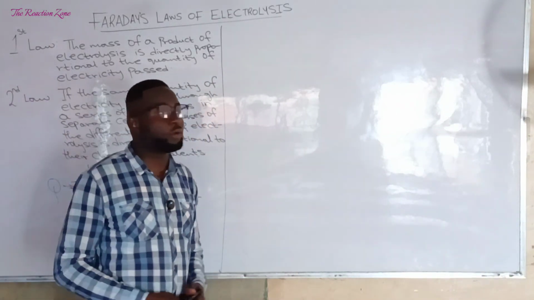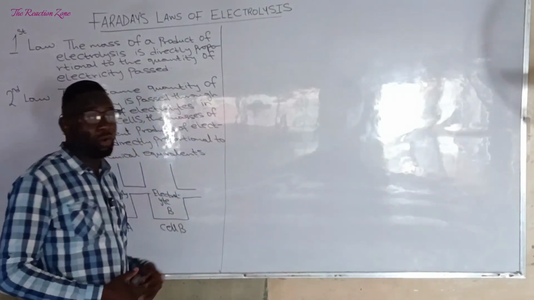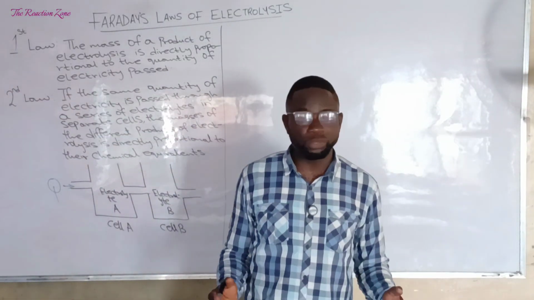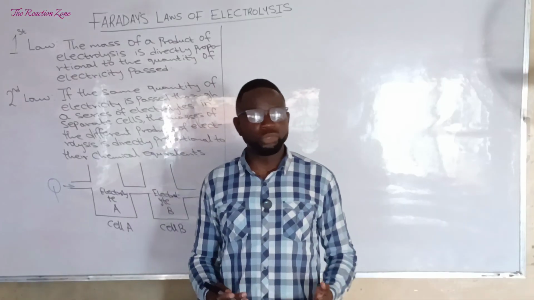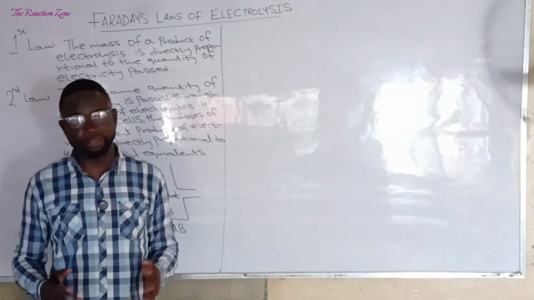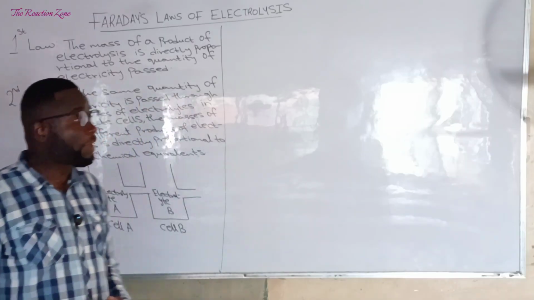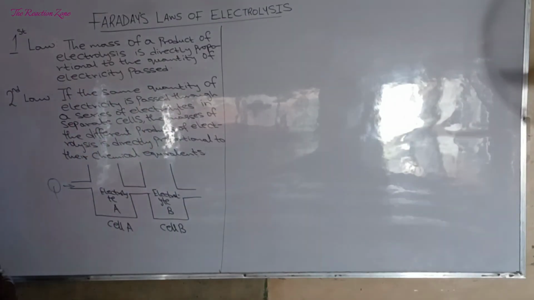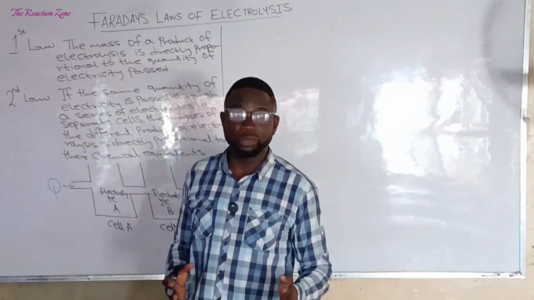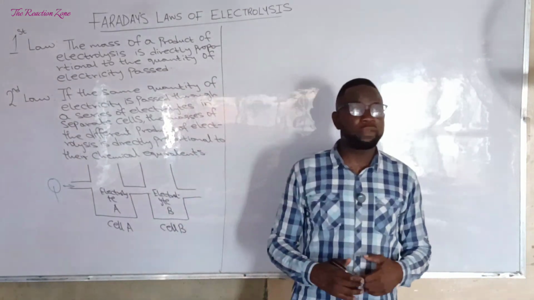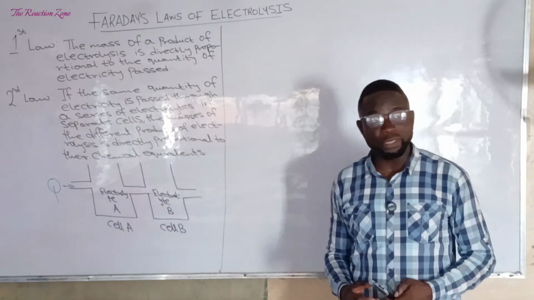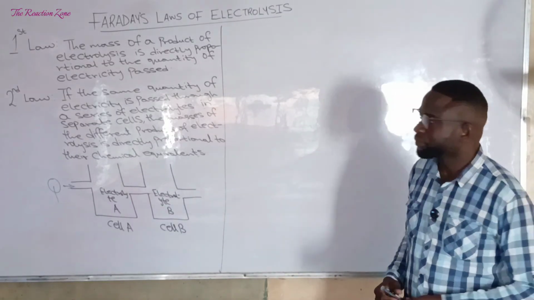In today's lesson we're going to look at the laws of electrolysis. There are two laws that govern electrolysis, and these two laws were propounded by a scientist called Michael Faraday. Faraday's first law of electrolysis states that the mass of a product of electrolysis is directly proportional to the quantity of electricity that is passed.